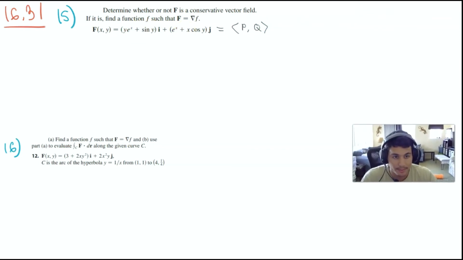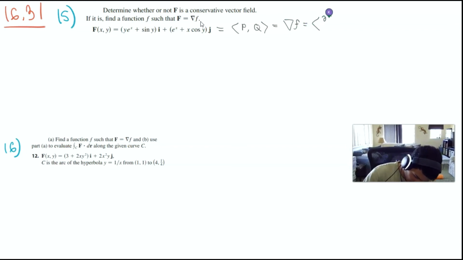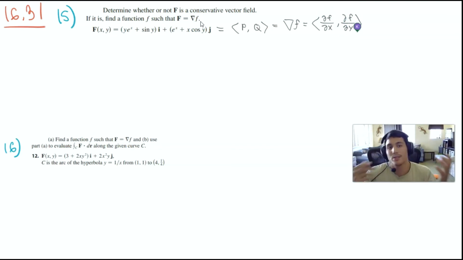And then up here, it says that we need this to equal del f. And if it's equal to del f, then that's equal to df dx, which is equal to df dy. So we have our facts established, and we know what to do with this. Let's just take the things that are equal to each other. So P is equal to df dx, and Q is equal to df dy.